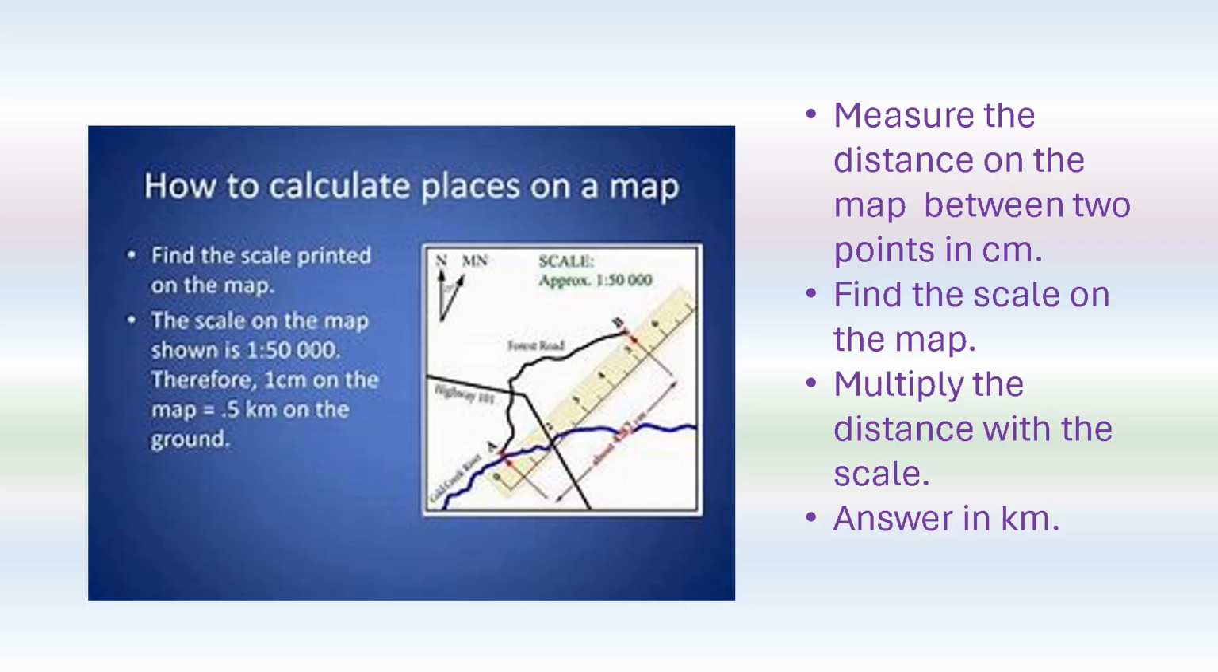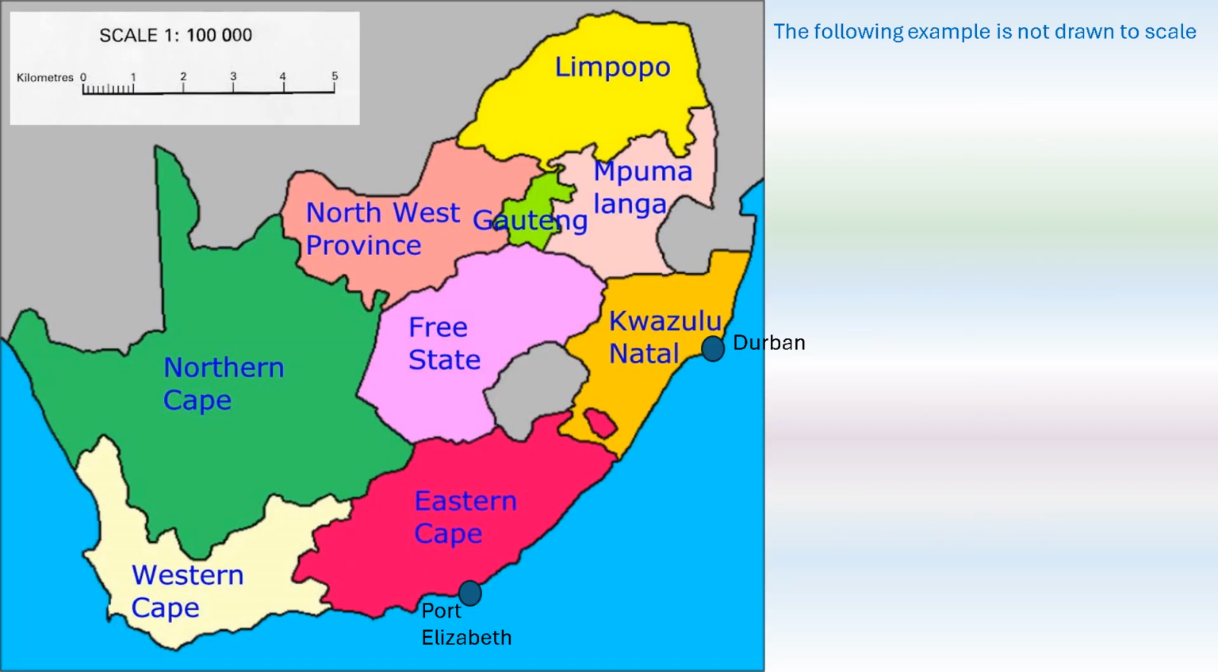Now we want to calculate distance. So basically we take a ruler, we measure the 2 points and we look at the scale and we multiply it and we write the answer in kilometers. Now let's look at this example of South Africa. How I'm going to explain it, we are not going to be using its actual scale. It's just an example. Now we want to calculate the distance between Port Elizabeth and Durban.